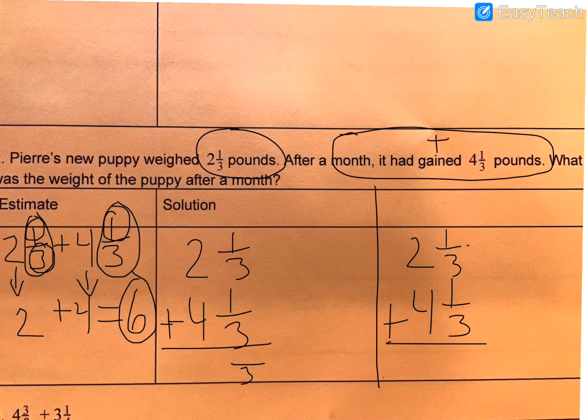1 plus 1 gives us 2. So we have 2/3, and then you add your whole numbers. 2 plus 4 gives you 6. So you have 6 and 2/3.